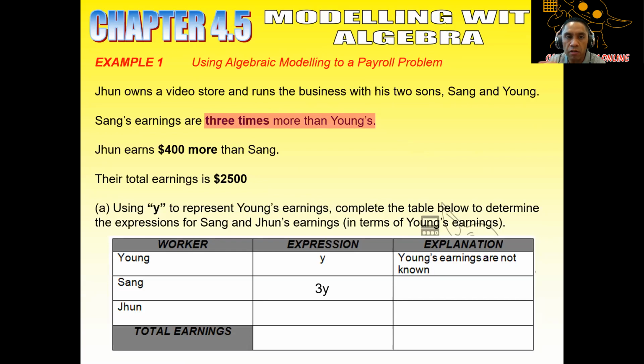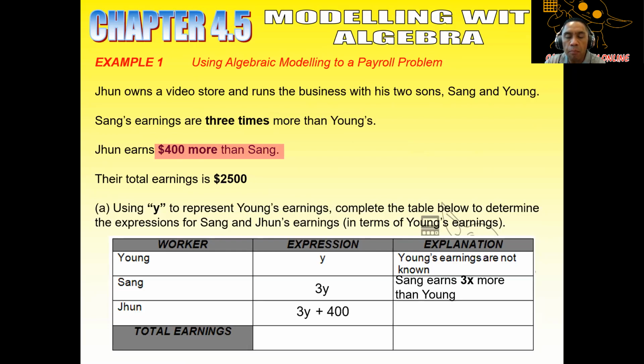For this next one, it says Jun earns 400 more than Sang. We already know Sang's expression. As you can see in the chart that helps us organize the information, Sang's earnings is determined by the expression 3Y. Now, 400 more can also be analyzed as 400 added on top of Sang's wage. When we do that, that will give us the expression for Jun's earnings. So the way we express Jun's earnings is 3Y plus 400.